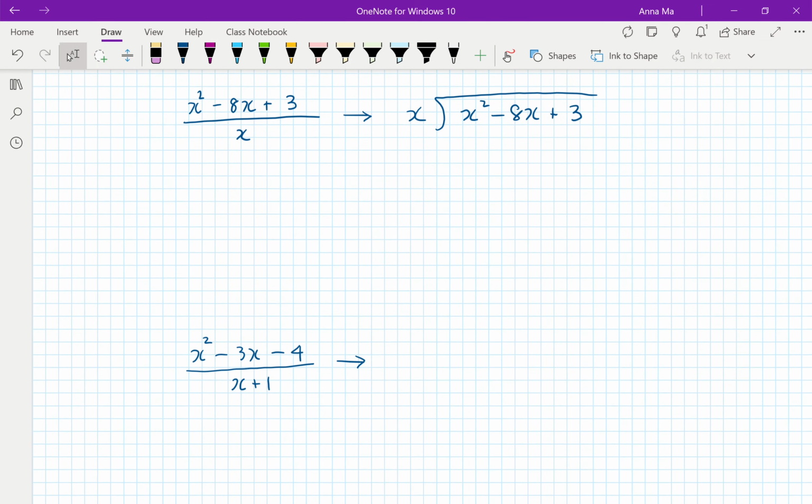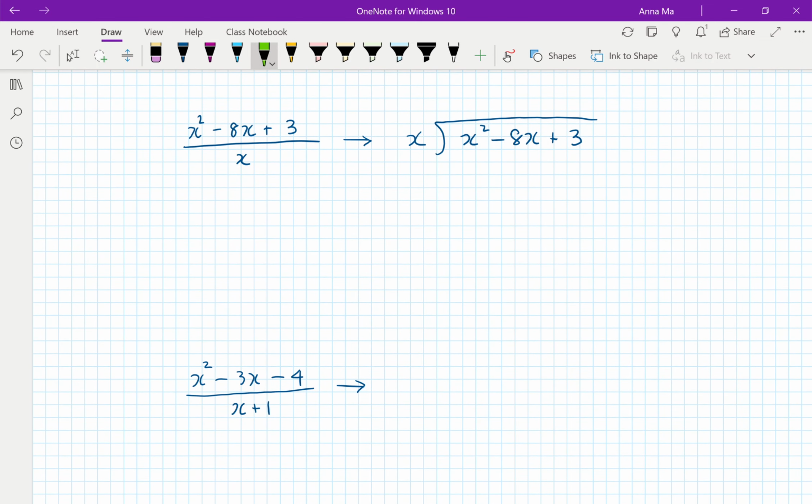For this one, I can't just cancel out the x's because if I do cancel out the x, I can't cancel out anything there. So instead of doing that, let's get to the long division. Same thing, x times what gives me x squared? It's another x. Now, x times what gives me negative 8x? Negative 8.